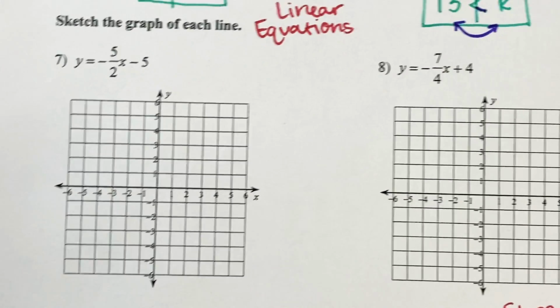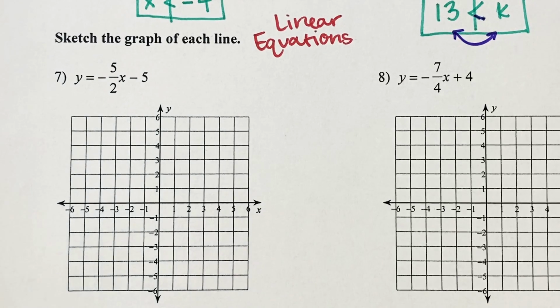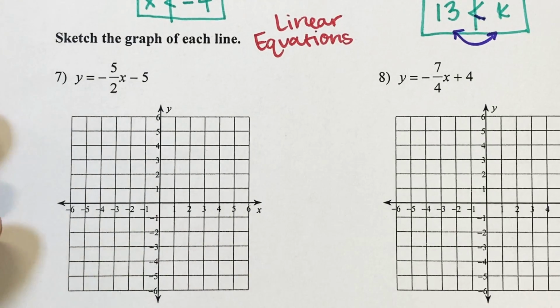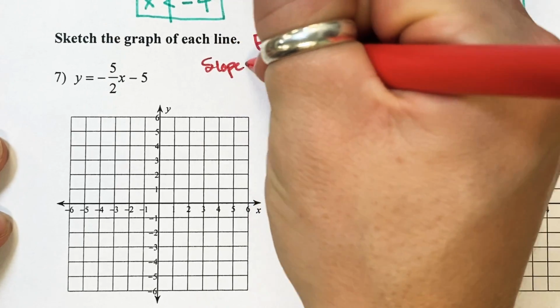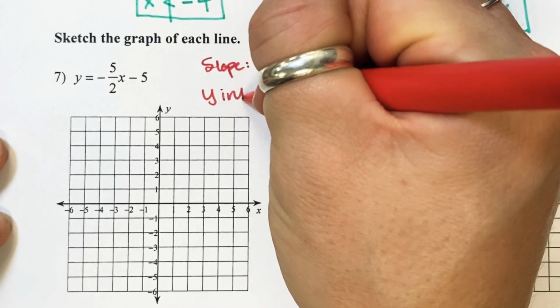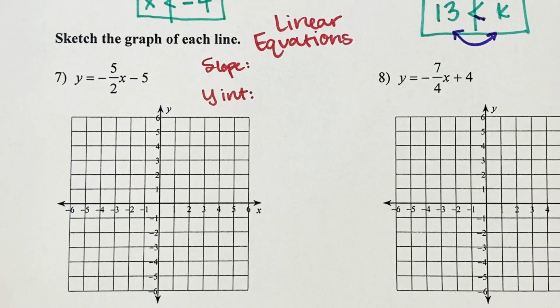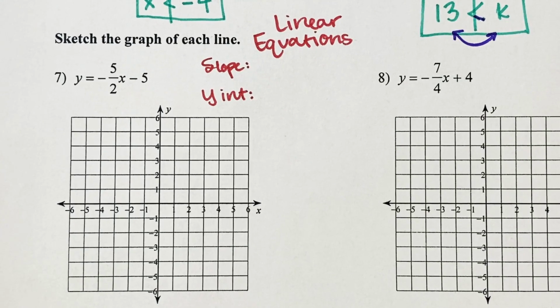Okay, number 7. Two things we want to identify before we can graph it. We need to identify our slope and our Y-intercept. So where is my slope? What is the number or the fraction that's right in front of the X? Find the X, and whatever's right in front of it is going to be our slope. So what is our slope for number 7?